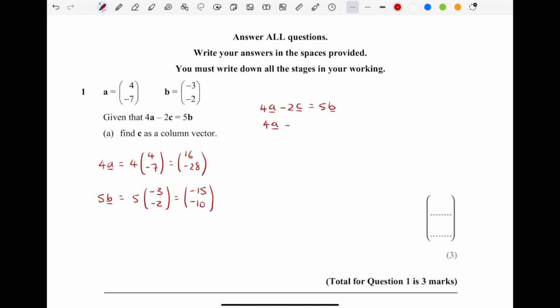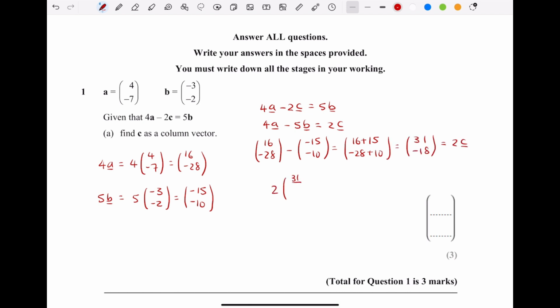By rearranging to make 2c the subject, we know that 4a subtract 5b is going to be 2c. We know what is 4a, we know what is 5b. Therefore, 2c should be (31, -18). Now, if 2c is (31, -18), c is going to be (31/2, -9).